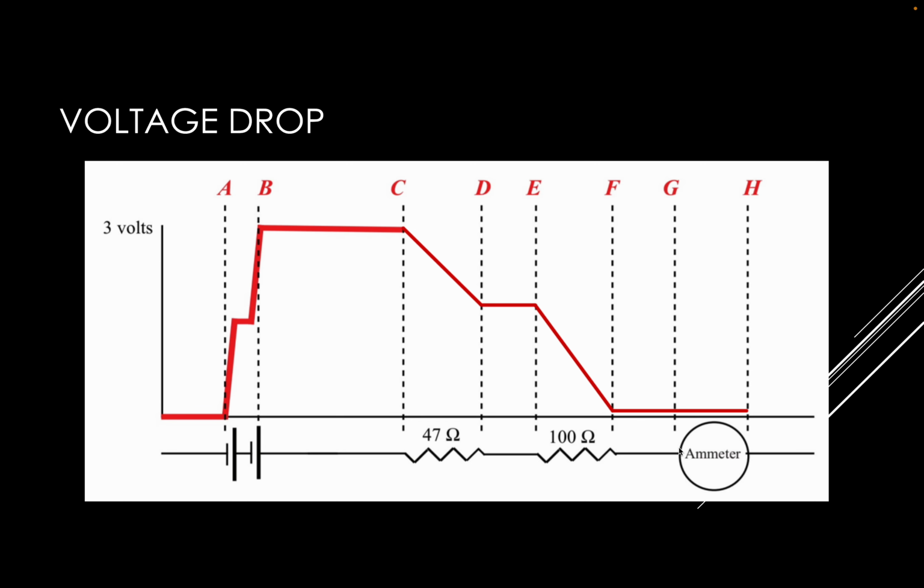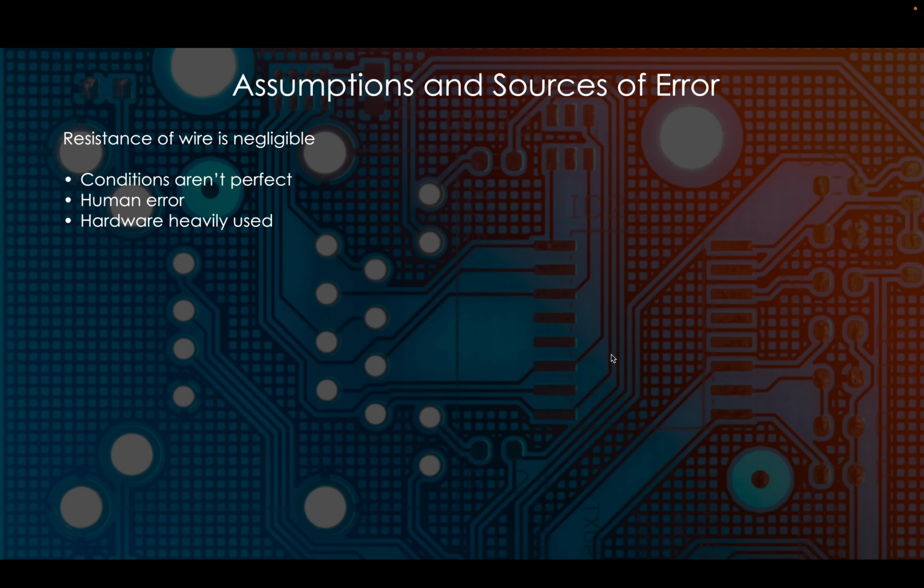So as you can see, there is a voltage drop in our circuit as it's going throughout it, because the voltage is going to drop with time. It's going to start off stronger and slowly get weaker.